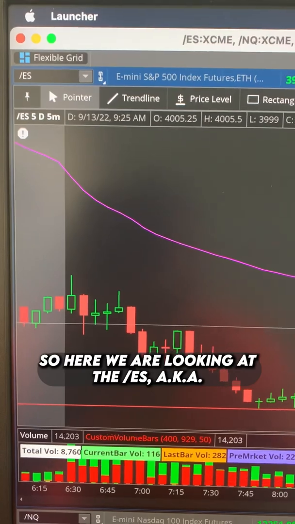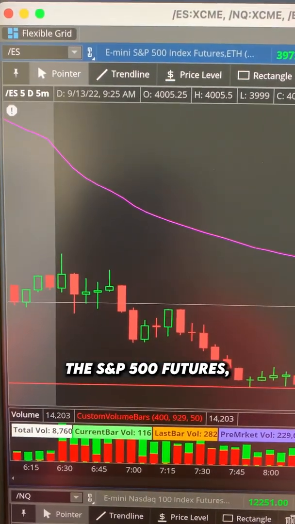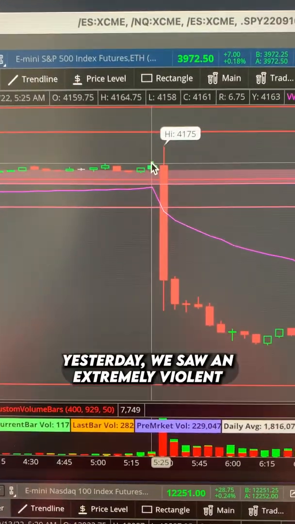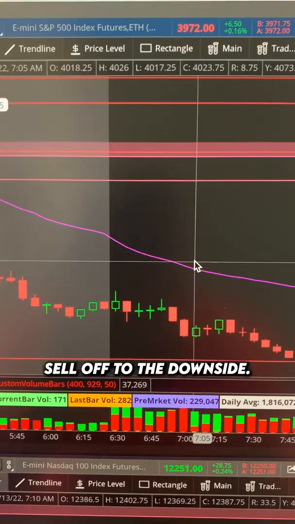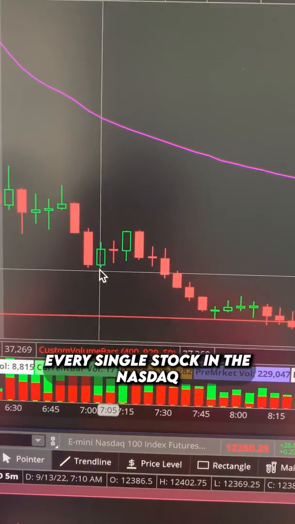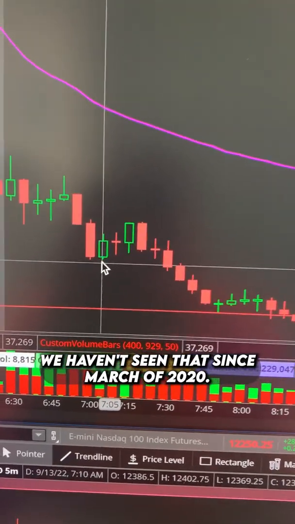Alright, so here we are looking at the ES, aka the S&P 500 futures, and as we know, yesterday we saw an extremely violent sell-off to the downside, something historic actually, right? The NASDAQ, every single stock on the NASDAQ closed red yesterday. We haven't seen that since March of 2020.